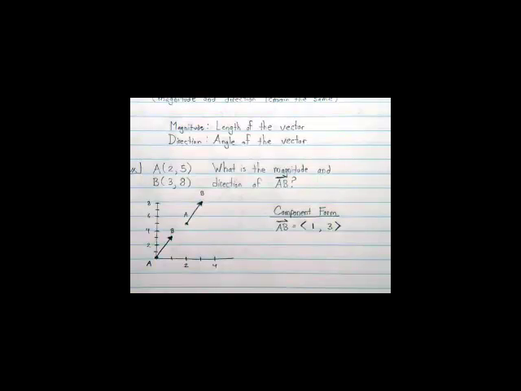Where's the other part of it? Where's the terminal point of it? And the terminal point in this case is 1, 3. So in component form, now I can start to figure out my magnitude and my direction. So let's start with the magnitude. Magnitude is the length of the vector. Okay? Think triangles with this stuff.